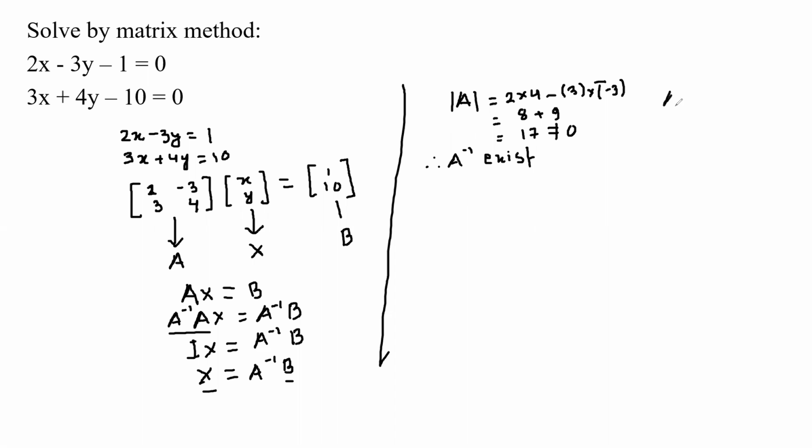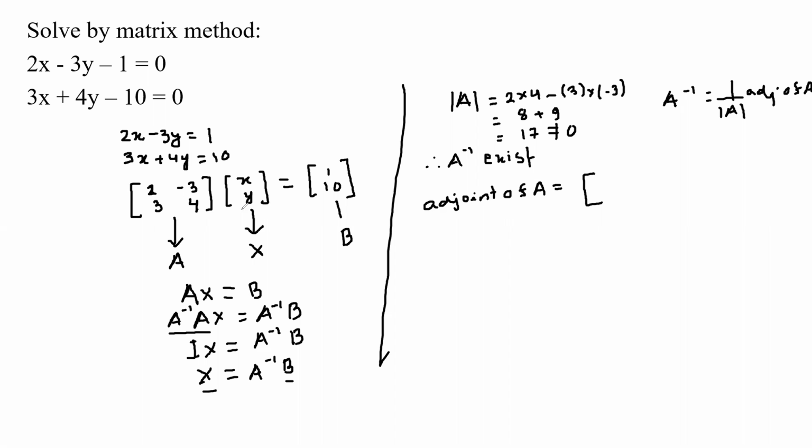All of you know that A inverse is equal to 1 by determinant of A times the adjoint of A. You just call it adjoint of A. So here we already got the determinant of A. Now we need to get the adjoint of A. Let's see how we get the adjoint of A. Look at the matrix here. Here it's 2, 4, -3, 3. You can see the matrix A here.